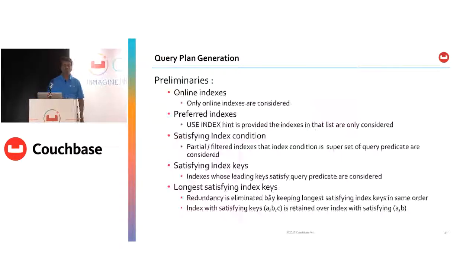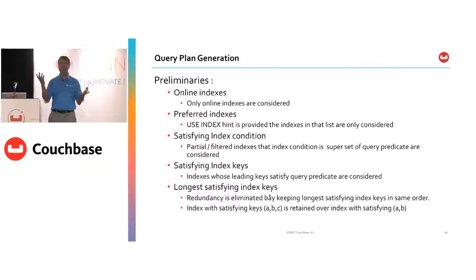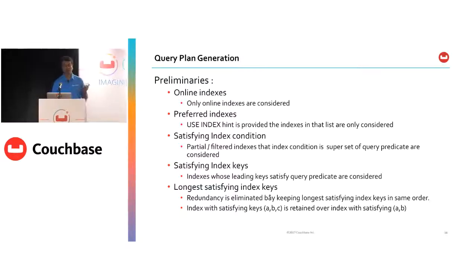Okay, so we choose the indexes that are online, and we are still a rule-based optimizer, and sometimes the data skew can result in a non-optimal query plan. So if you do know what is the right query plan, you can change the index that is chosen by using the USE INDEX. With USE INDEX, you can give 1 or more indices. So it's either a single scan or an intersect scan.